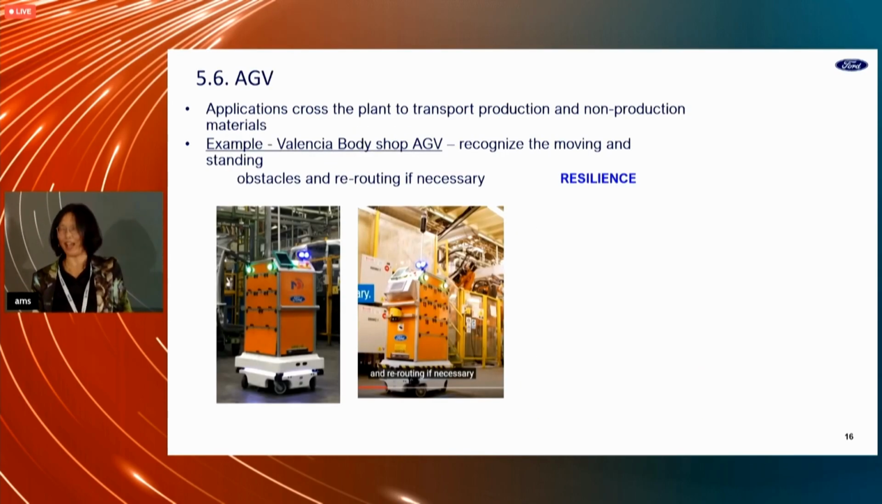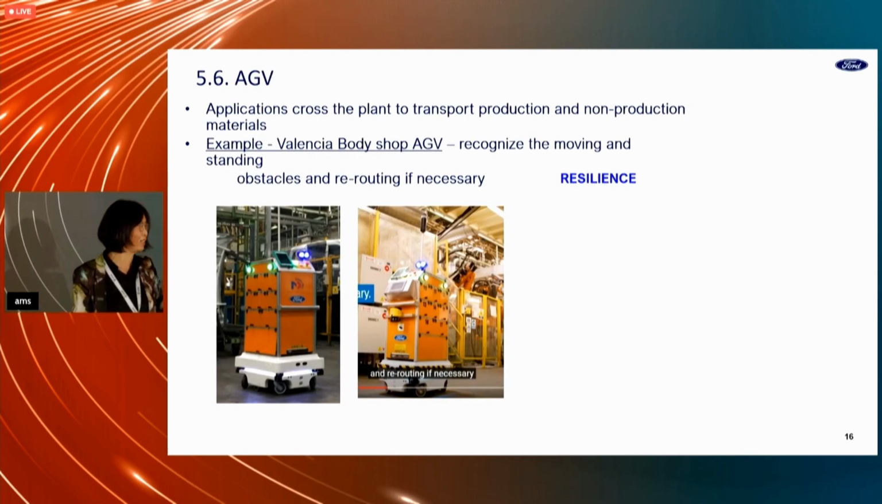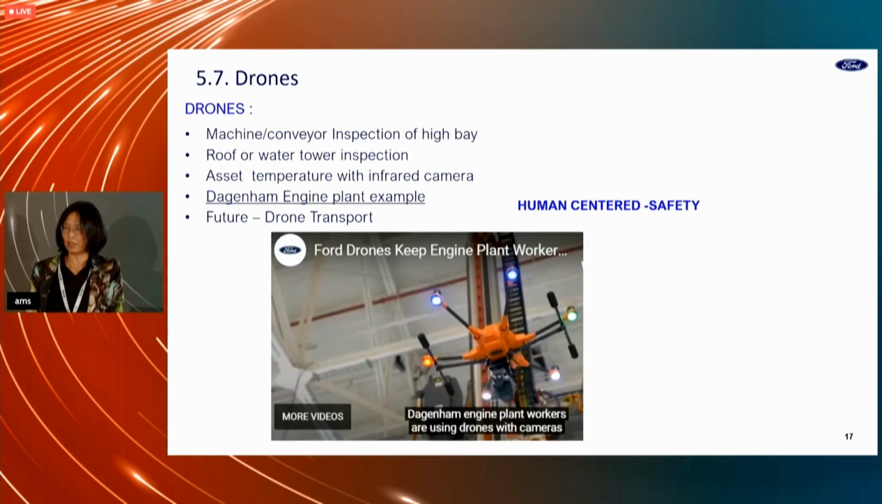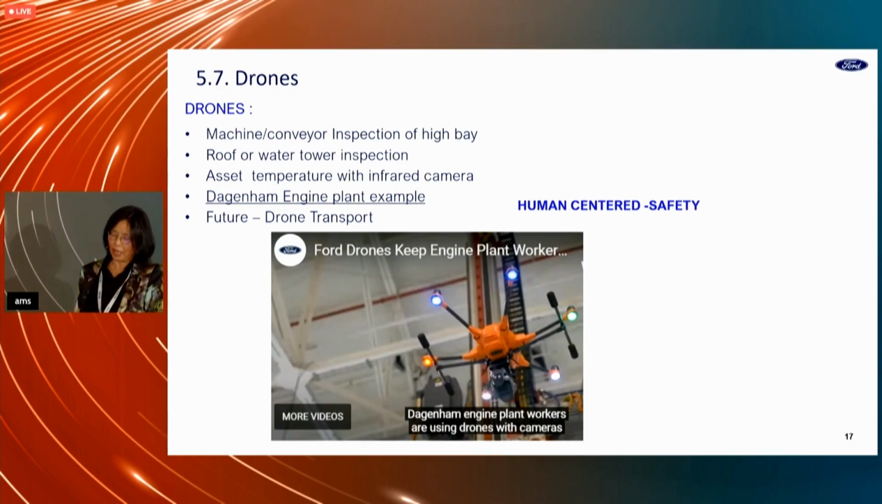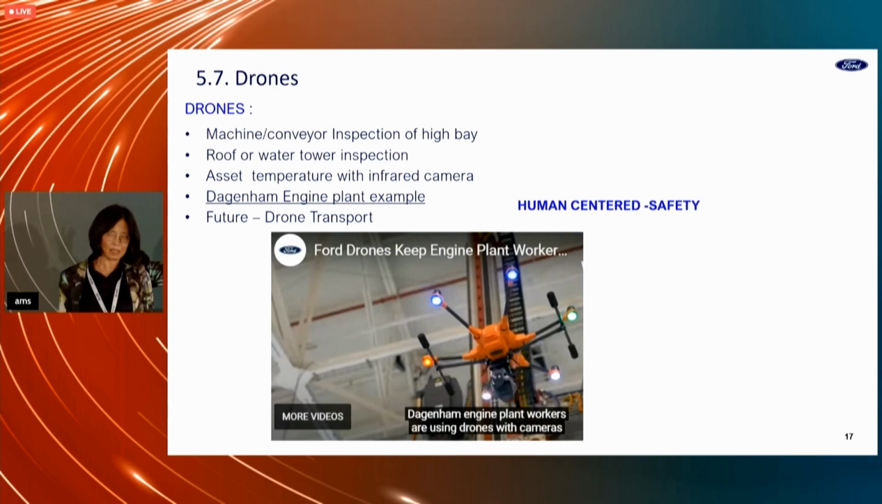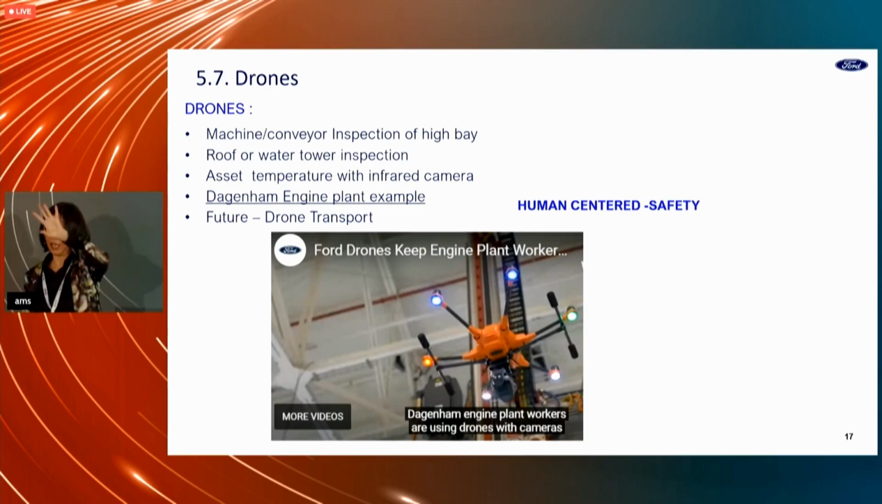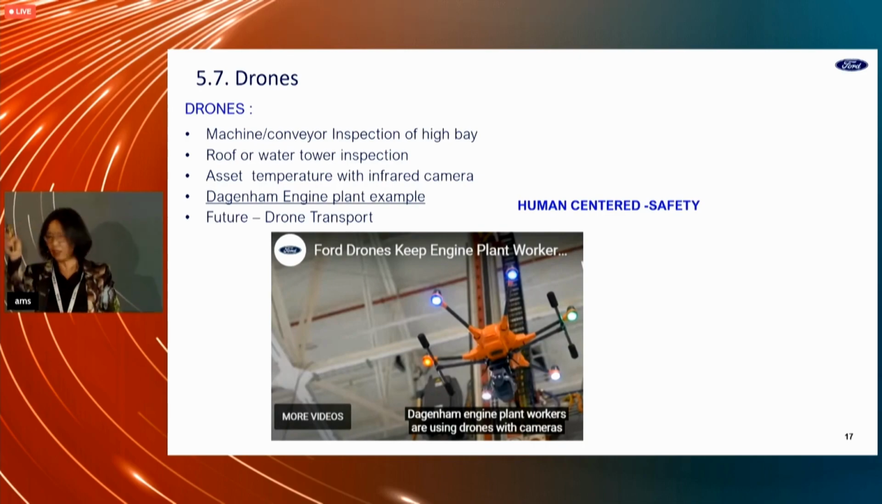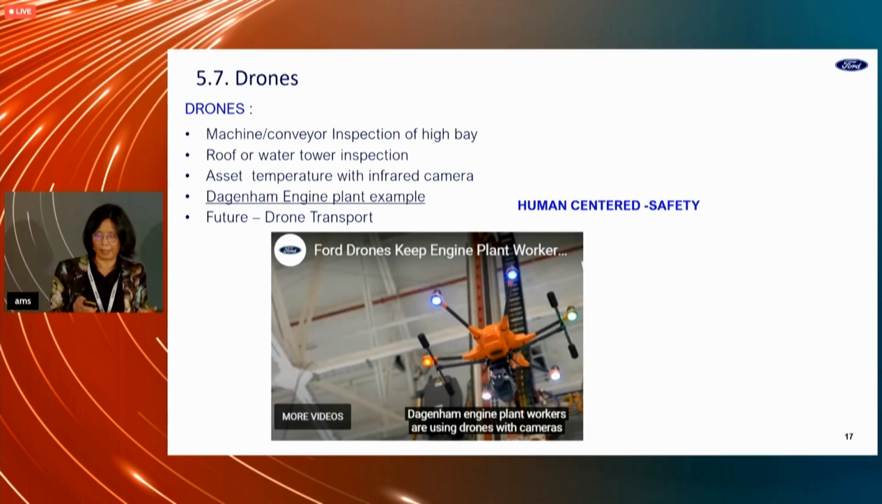Okay, then we have AGVs. You have seen a lot of examples already in other discussions. And then we have drones, for example in the Dagenham engine plant. With the drones, we are going through all inspections, especially in the high bay. Normally you need a scaffold, and the operator needs to go up and look through everything. But with the drones, you can see it already, and then you can prepare and plan all the maintenance work.